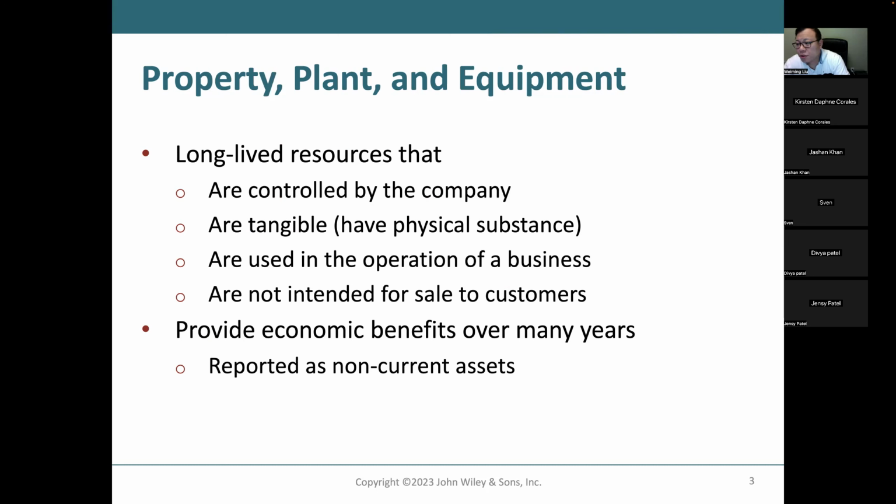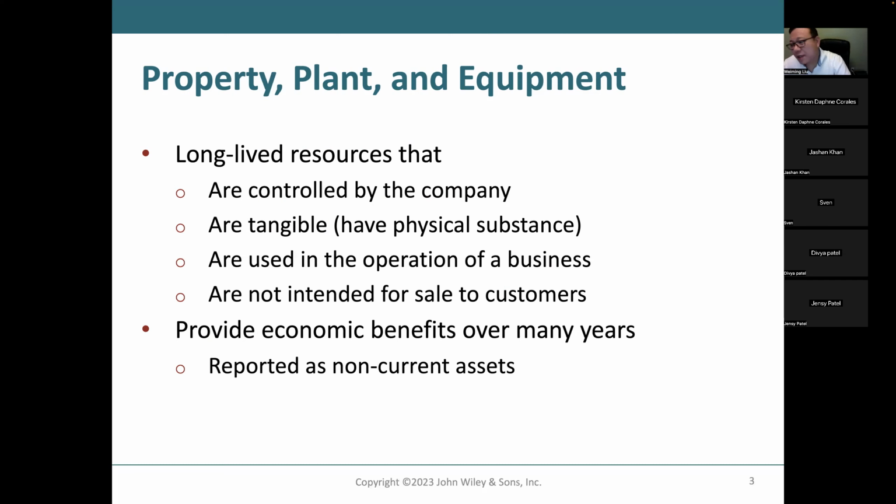They are used in the operation of business. So you use this long-lived asset in your operation. They are not intended for sale to customers. You want to use it for your operation, not as inventory. If you carry inventory, you are hoping to sell it to the customers as soon as possible. But with this long-lived asset, your intention should not be to sell it to customers. You keep it in your operation.